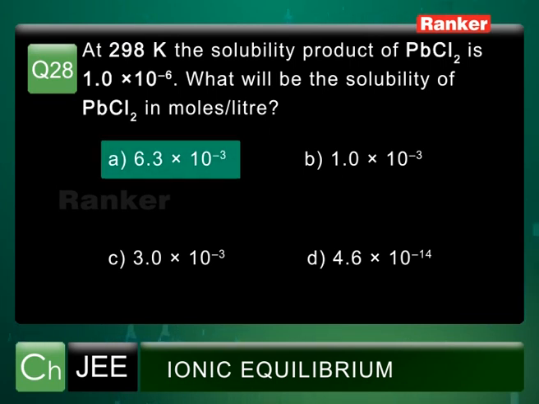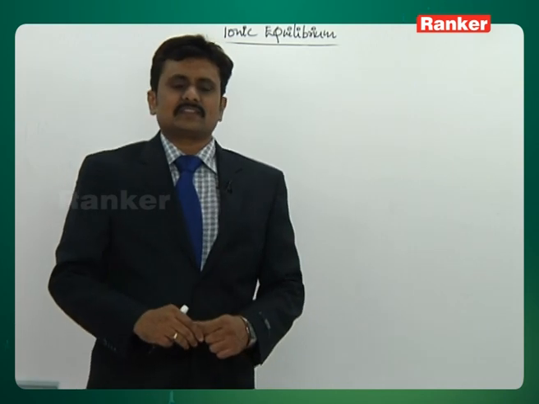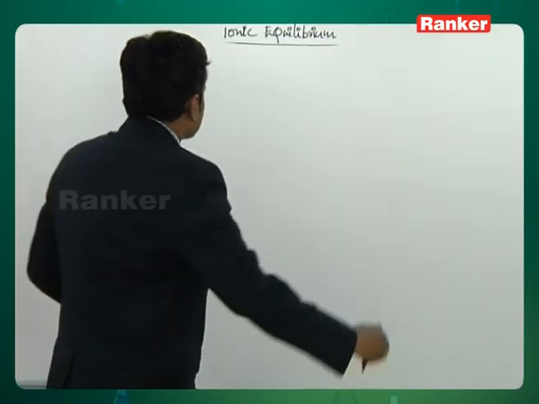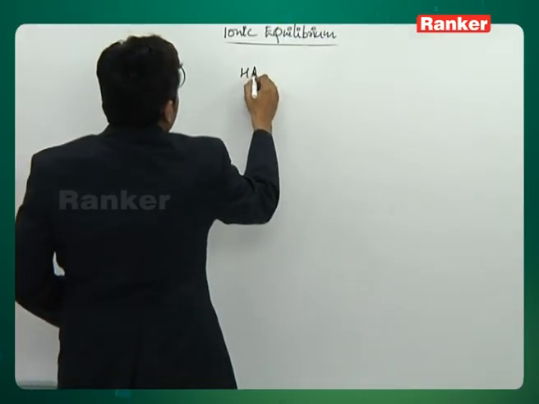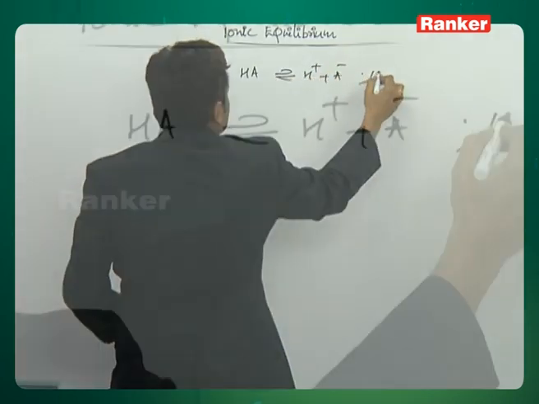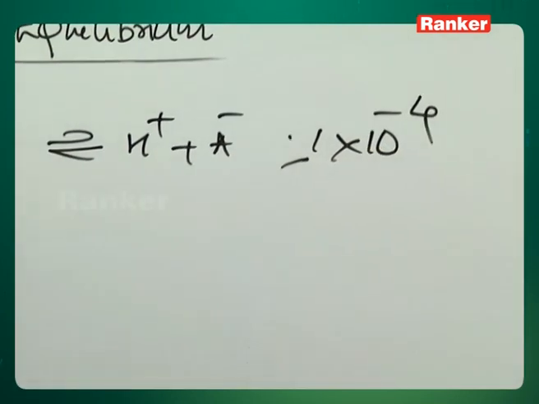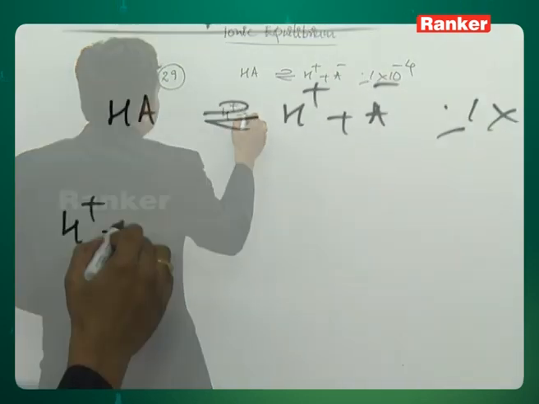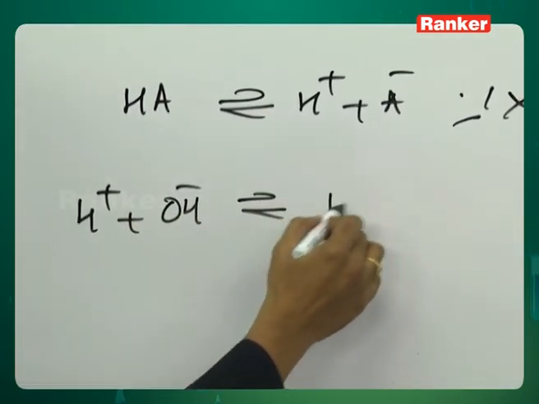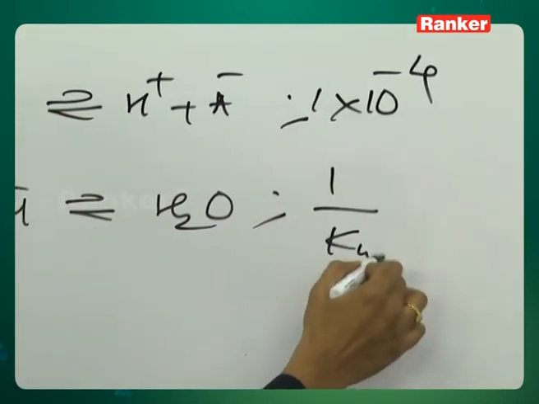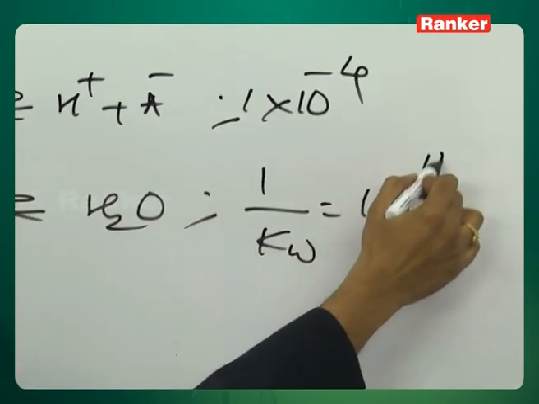A certain weak acid has a dissociation constant 1 into 10 to the power minus 4. Its equilibrium constant with a strong base is asked. Now when I take any weak acid HA, it is going to dissociate into H plus and A minus with an equilibrium constant 1 into 10 to the power minus 4. Now I am going to borrow one more expression, that is the reverse of the dissociation of water, with the equilibrium constant 1 by Kw, that is 1 into 10 to the power 14.